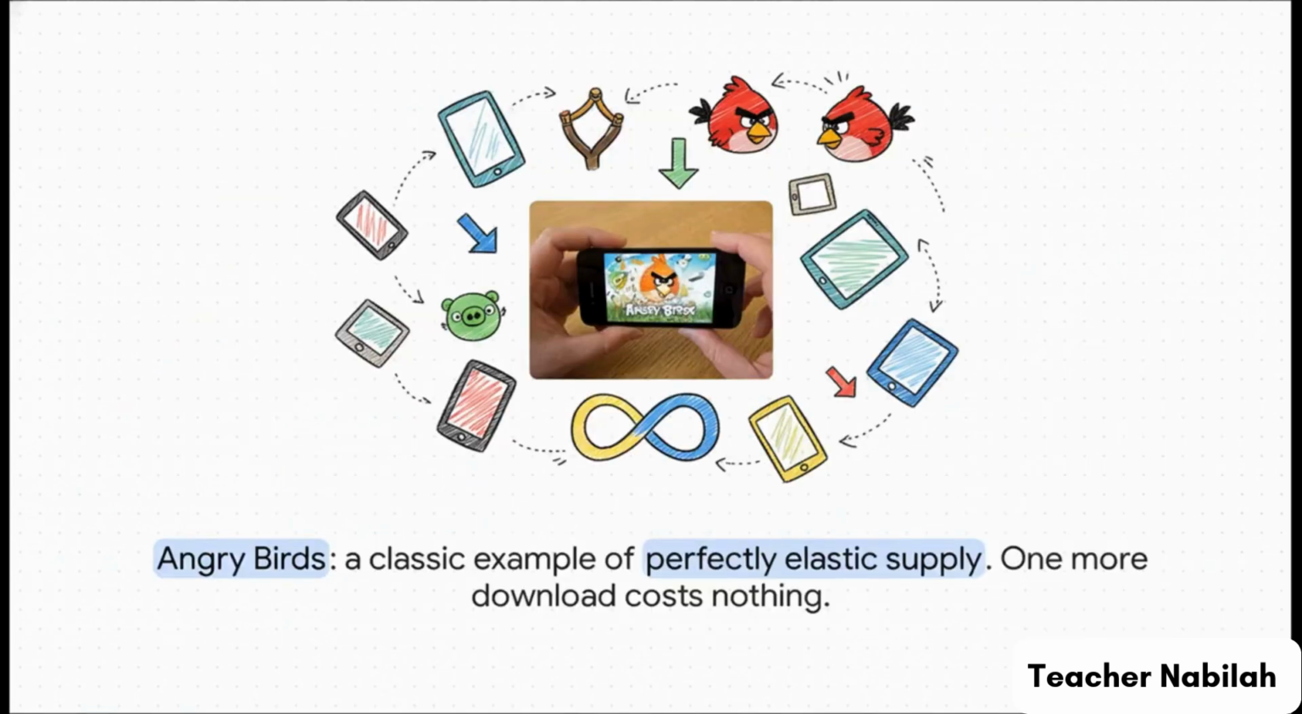That last one, perfectly elastic, sounds kind of impossible, right? But think about it. Digital goods are the perfect example. Take a game like Angry Birds. After they made it once, the cost to sell one more copy is basically nothing. They can sell millions, even billions of copies, and the supply never runs out. It is, for all intents and purposes, infinite.